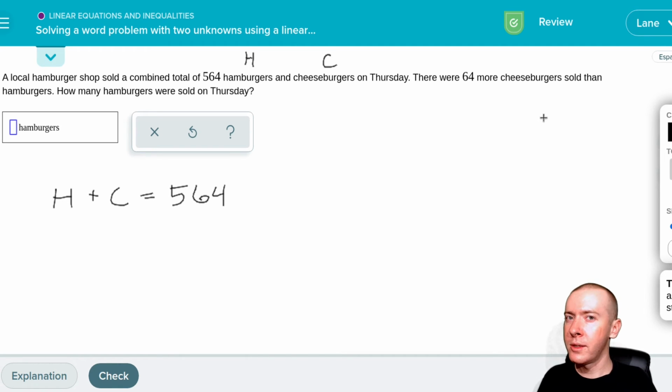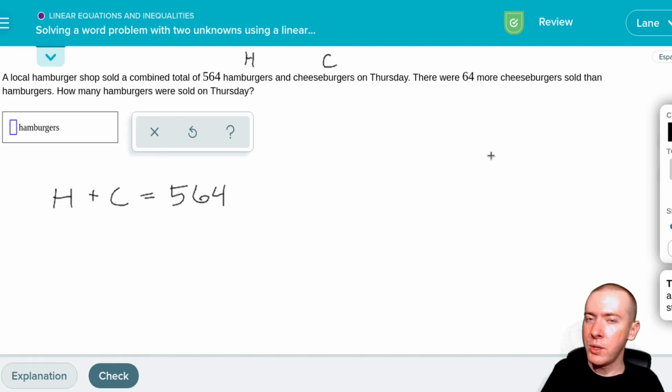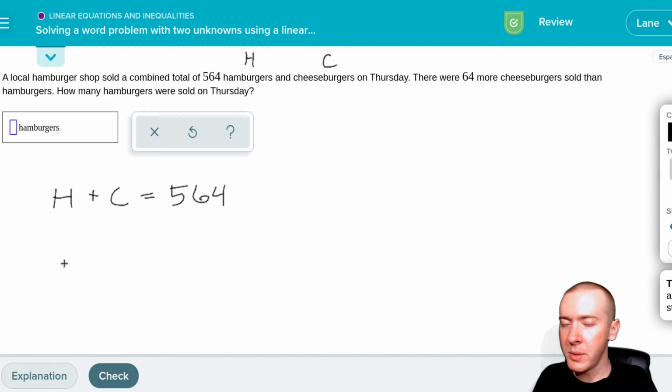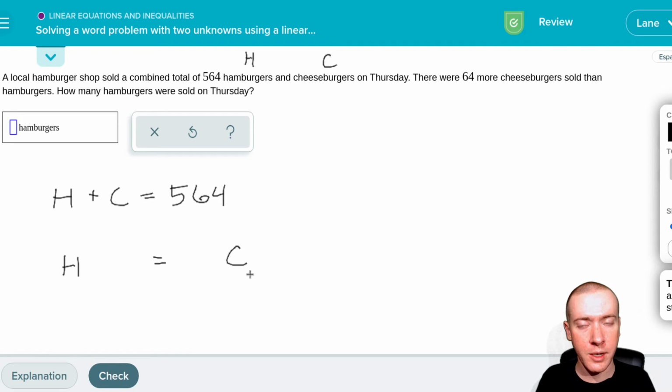The second sentence is a little bit more tricky. It says there were 64 more cheeseburgers sold than hamburgers. So we're going to use that sentence to make an equation relating the number of hamburgers to the number of cheeseburgers, right? And that number 64 needs to be involved in that equation because we're building it from that sentence. This sentence tells us that there were more cheeseburgers than hamburgers. There are a couple different ways to set up this equation. I'll show you both of them. We'll have version number 1 over here on the left, and I'm going to make version number 2 over here on the right.